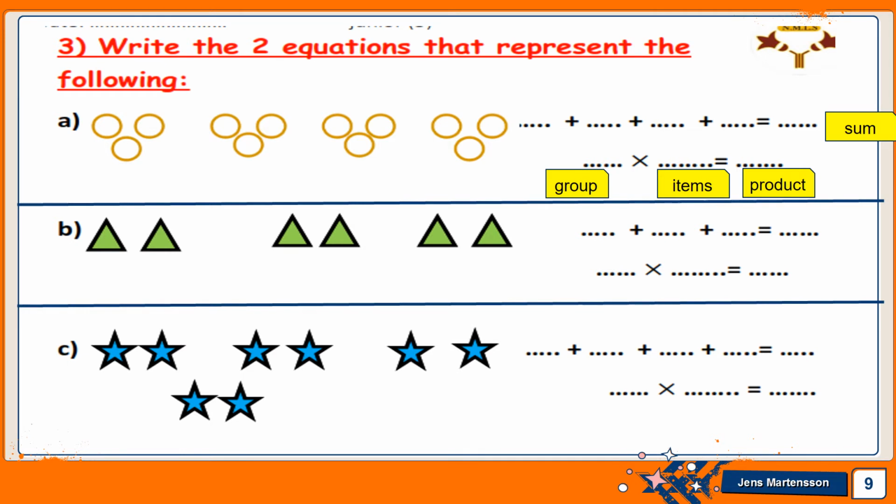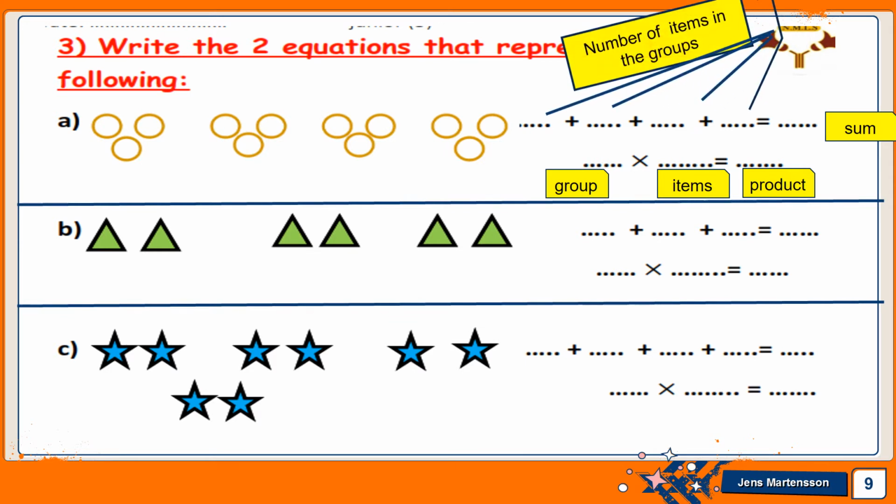Another exercise. Write the 2 equations that represent the following. Number A, we have here what? Here I want to write the number of items in the groups. So here in this group, how many items? Yes, we have 3. And here 3. And here 3. And here also 3. So the total number here is what? Is 12, yes. And the number 12 is called the sum.